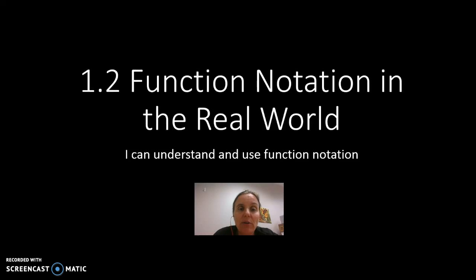This lesson is about using function notation in the real world, and by the end of today, you should be able to understand and use function notation with real-world situations, whether the function is presented to you as an equation, a table, or a graph.